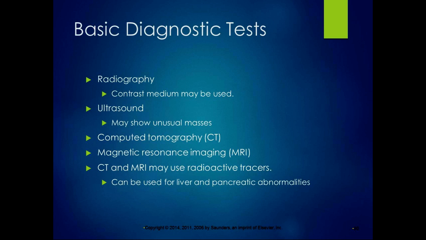So the basic diagnostic tests used for the digestive system include radiography. Sometimes with contrast medium, they'll have you drink barium, and then they see how that goes through your digestive system. Ultrasounds may show unusual masses. CT scans, MRIs. CT and MRI might use injected radioactive tracers. A lot of times for liver and pancreatic abnormalities, they will use the radioactive tracers for CT and MRI because they want to see the blood flow through the area. They want to see the hormone flow through the area.